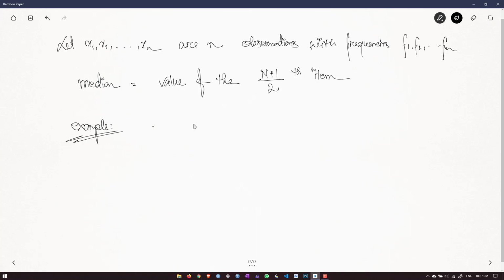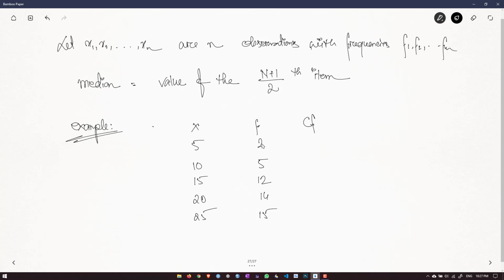So we have values of x and their corresponding frequencies f. So 5, 10, 15, 20 and 25. And the frequencies are 2, 5, 12, 14 and 15, right? So here we calculate something called cumulative frequency.